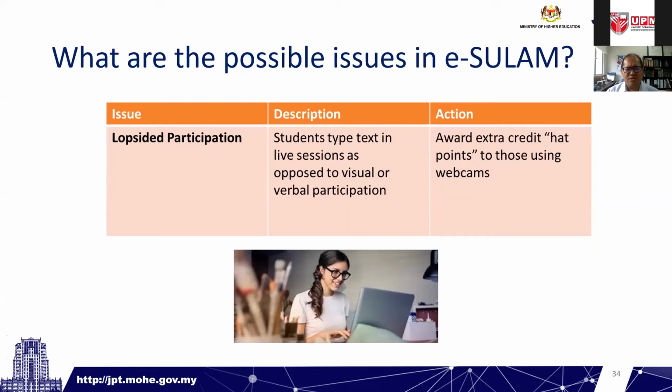So another issue is lopsided participation. That's when the students, during the live session, tend to type text, right, as opposed to visual and verbal participation, right? That means they don't show their webcam. Maybe they say it is because of low bandwidth. That is a different issue. There's an action you can take as an instructor. Perhaps you can award extra credit for those switching on their webcams, right? So that's one way of looking at it.